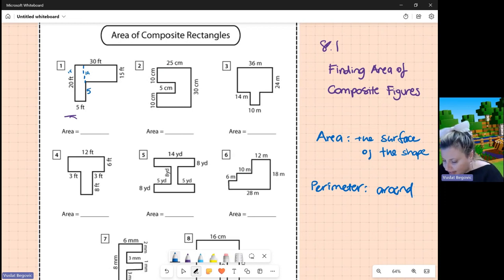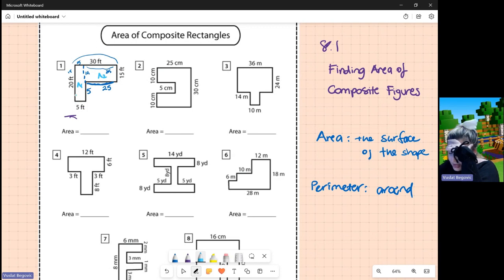Then I am looking at this part. What is this part? This whole thing is 30, but there are 5 feet here, so this is 5. If this is 5, that leaves 25, and that means this is 25 too. As you can see, I progressed with my shape and tried to think about it. Now I am trying to find the area. I have 2 areas, area 1 and area 2.